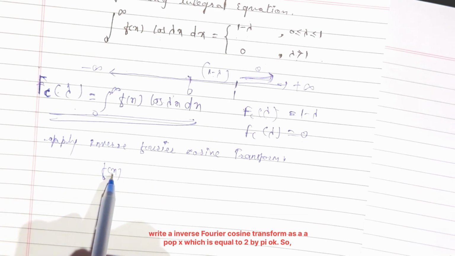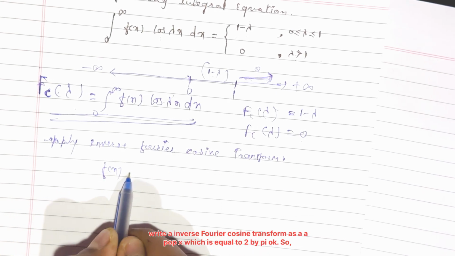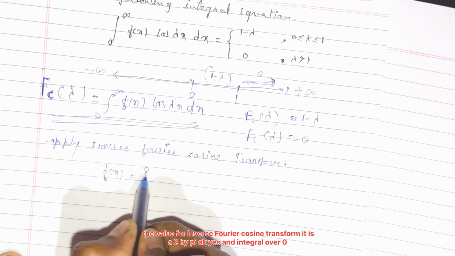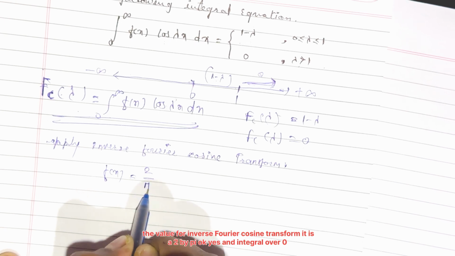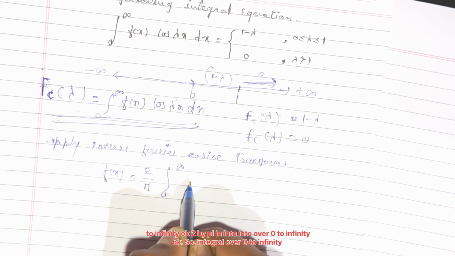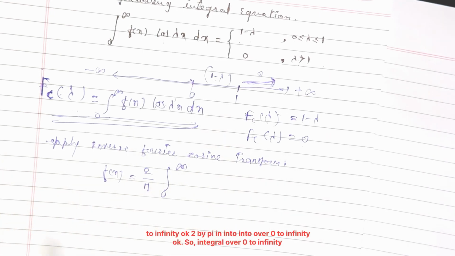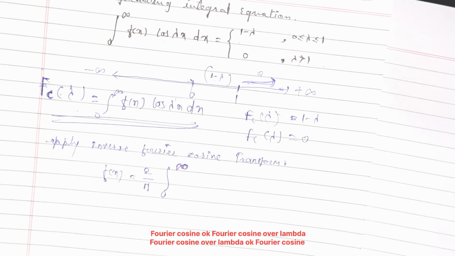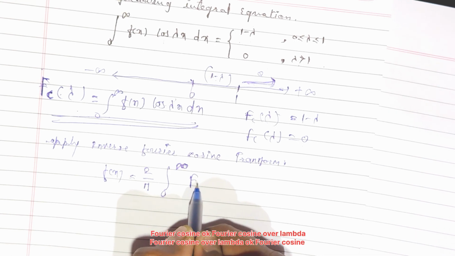So we write the inverse Fourier cosine transform as f of x, which is equal to 2 by pi. So the value for the inverse Fourier cosine transform is 2 by pi, and the integral over 0 to infinity.